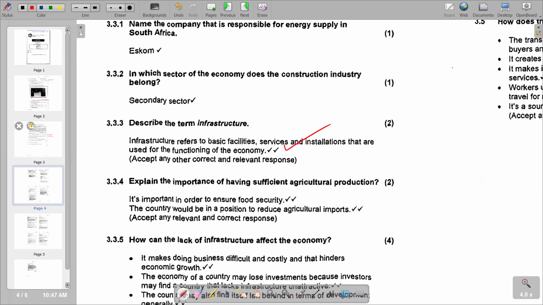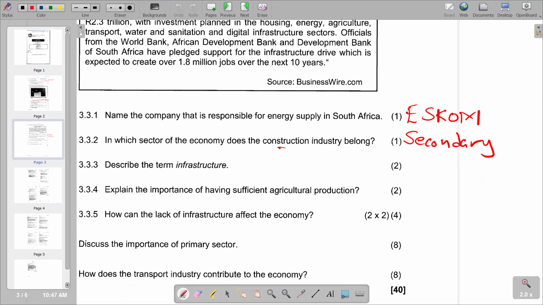So we go back again to see the next question, which is saying explain the importance of having sufficient agricultural production. So remember, the agricultural sector becomes the base of all the other sectors that we have in the economy. Remember, the manufacturing industry, that is the secondary sector, gets its raw materials from the agricultural sector. So basically, it determines the pace of economic activity in the economy. So this is how this sector is important to the economy.